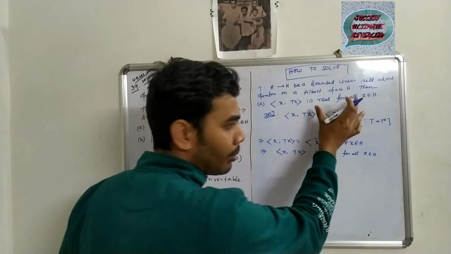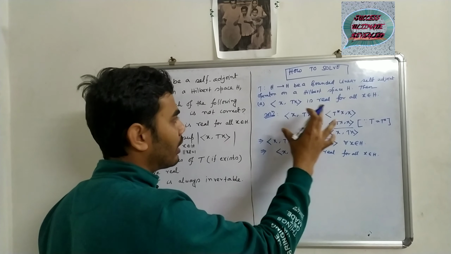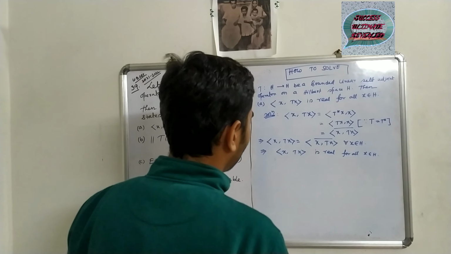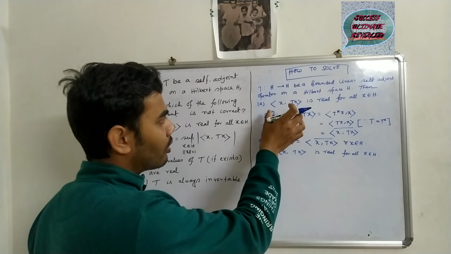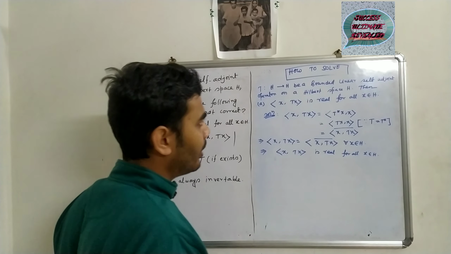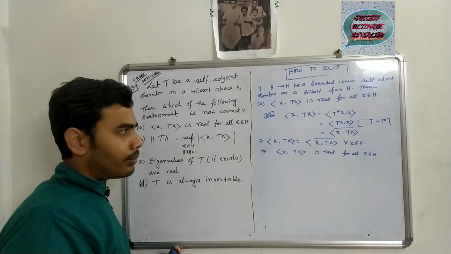Okay, so if you don't know this result, you can solve the problem according to this concept. Now we proved that the inner product of x and Tx is real for all x belonging to X. So this is the first property of the bounded linear self-adjoint operator on the Hilbert space H.